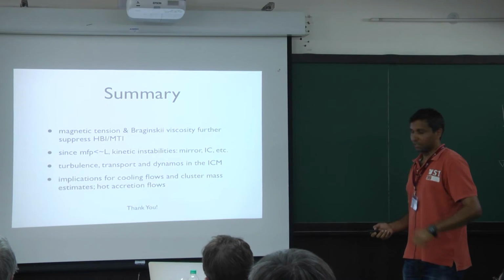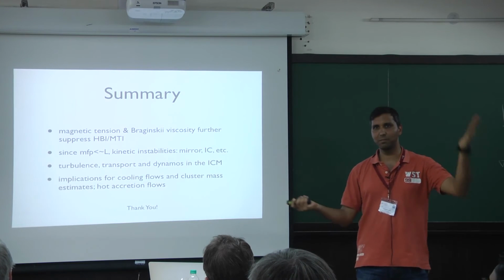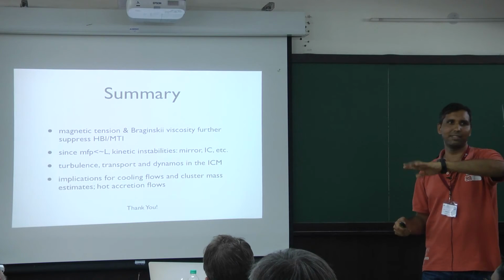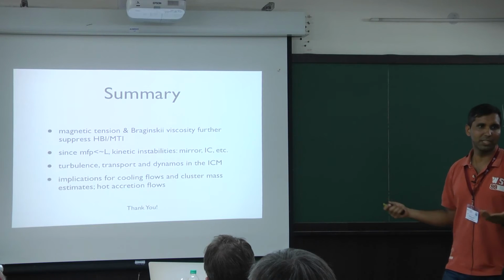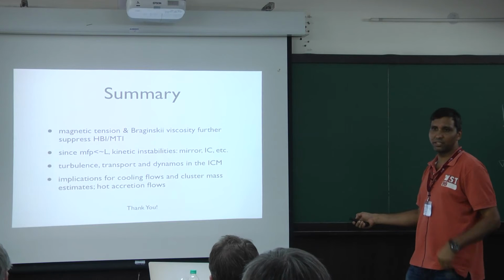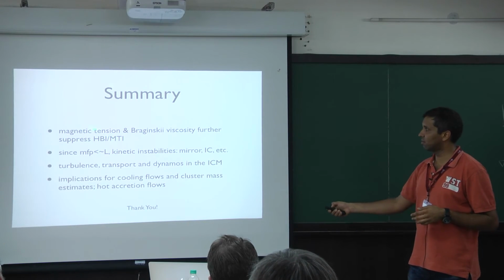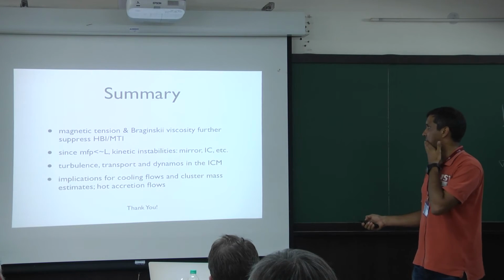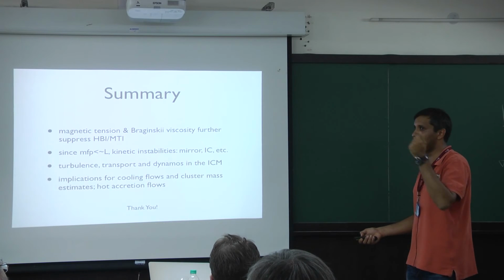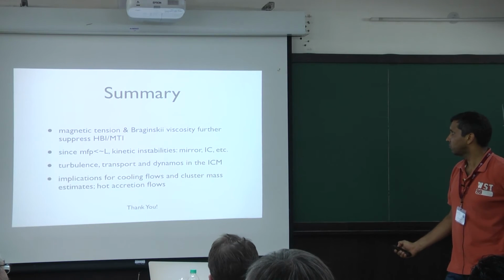So this is the summary. Actually, this HBI, the instability that just makes field lines like this, is not that important, because all it does is this, and there's no sustained turbulence. The other thing is magnetic tension and viscosity can suppress the horizontal instability further, but this MTI, where the magnetic field lines become vertical, can be important in generating magnetic fields in galaxy clusters.